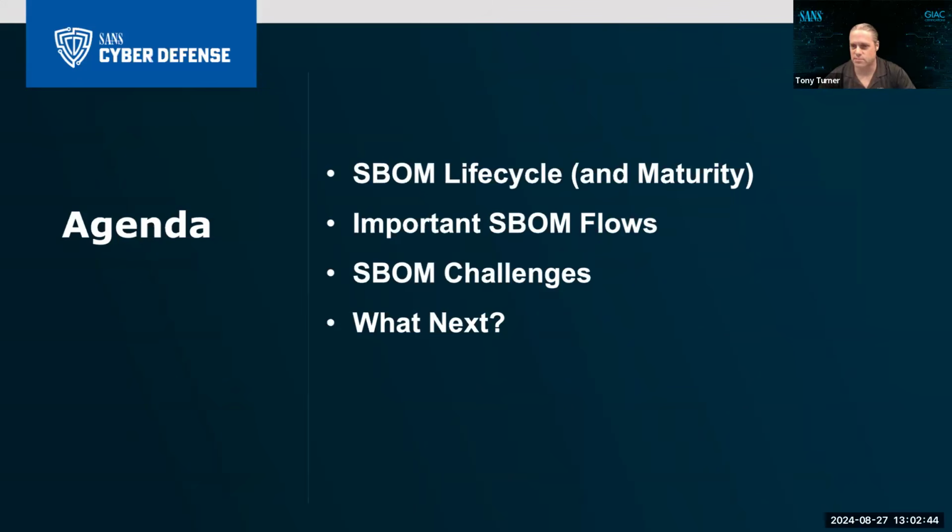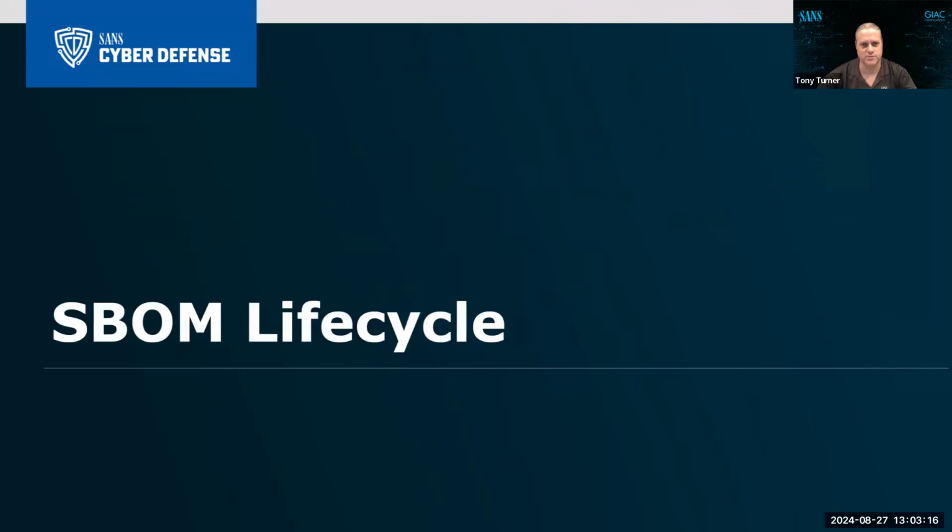We're going to get into some of the really important flows that are part of that life cycle: supplier-centric flows, consumer-centric flows, and third parties that support our programs as well. We're going to talk about some of the challenges that make all of this difficult for us, but don't worry, there's a lot that we can do about this. And then we're going to wrap things up with what comes next. How do we get started doing this work, and where do we go from here? All right, so let's get right into it.